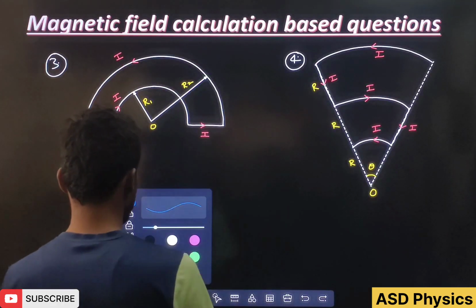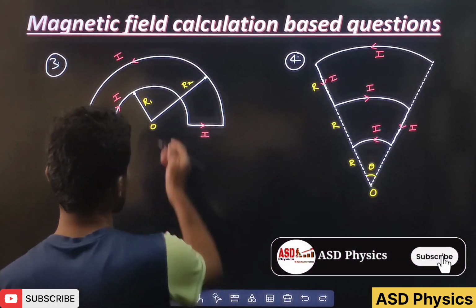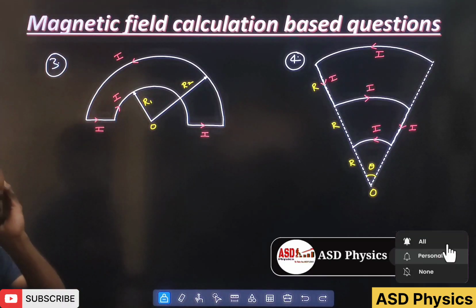Now students, after that, let's see this scenario. This scenario is a little bit tough-looking, but not that much.